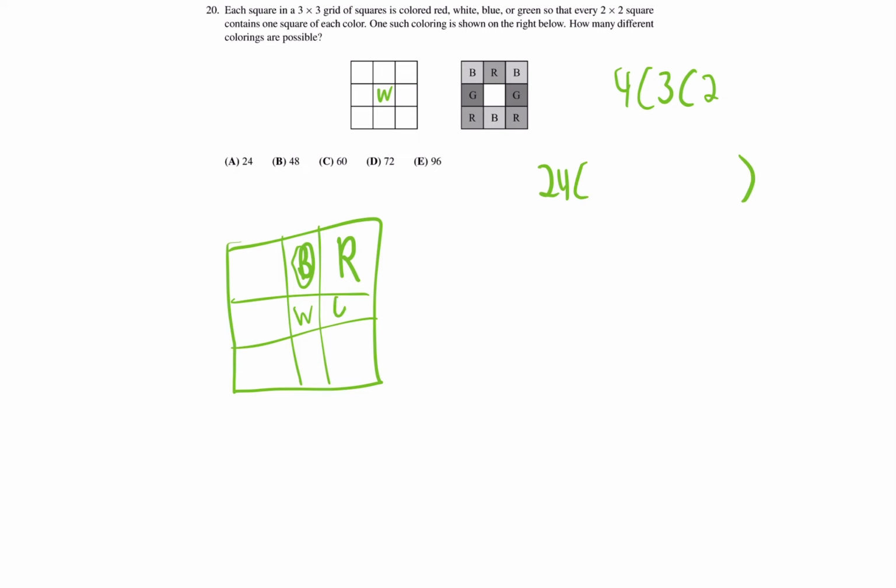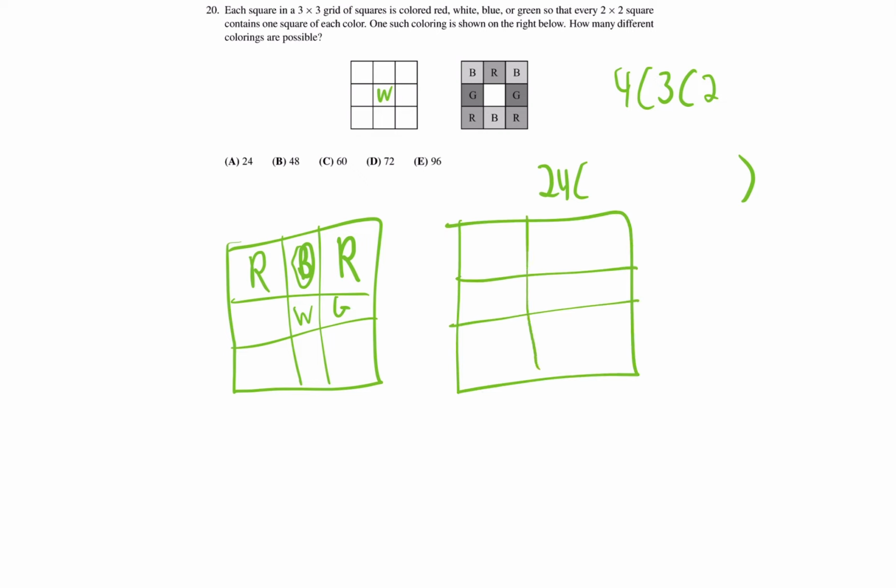So obviously this has to be green. And then now let's do a little bit of casework. So since that's B, case 1 is that this is an R. Case 2 is that that's a G.